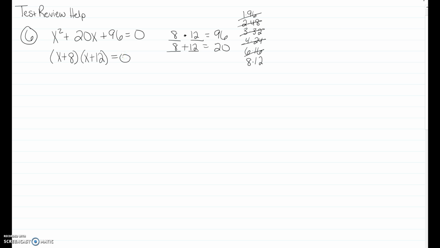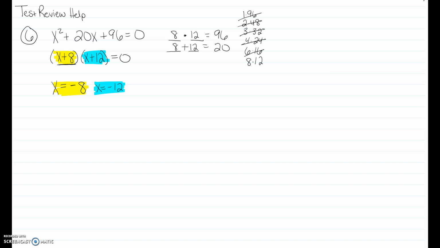That's the factored form. To solve, if the first set of parentheses had to equal 0, what would x have to be? Negative 8, the opposite of whatever is in there. If the second set of parentheses had to equal 0, what number plus 12 would give us 0? Negative 12. So the first set of parentheses determines the first solution. The second set of parentheses determines the second solution.